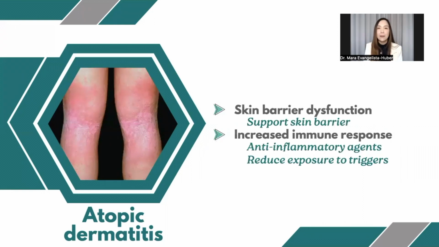So managing atopic dermatitis should target both of these things in its etiopathogenesis. You want to make sure that you use a gentle cleanser and frequently use moisturizers to ensure that you are supporting the skin barrier. On the other hand, if inflammation already exists, then you can bring in anti-inflammatory agents such as your topical steroids. You also want to limit exposure to potential triggers, and there are many. This includes insect bites, sweat, animal dander, pollen, and for some, skincare ingredients such as fragrance, certain preservatives, and dyes.